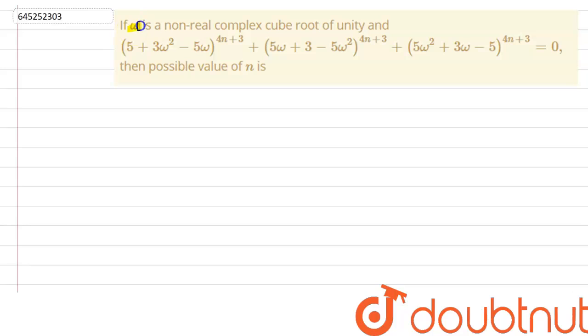Hello, today we have a question. The question is, if omega is a non-real complex cube root of unity and we are given that (5 + 3 omega square - 5 omega) whole to the power of 4n + 3 + (5 omega + 3 - 5 omega square) whole to the power of 4n + 3 + (5 omega square + 3 omega - 5) whole to the power of 4n + 3. Now it is given that this is equal to 0. Then we have to find the possible value of n such that the given equation is satisfied.